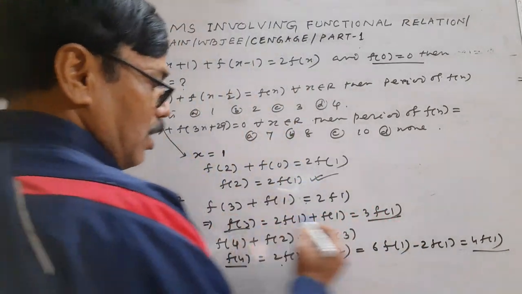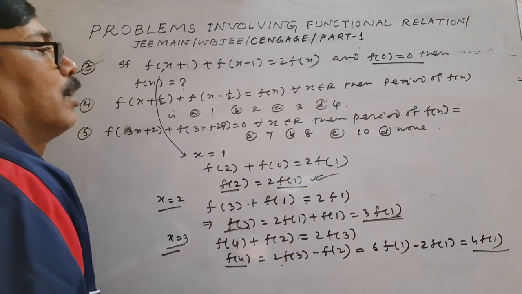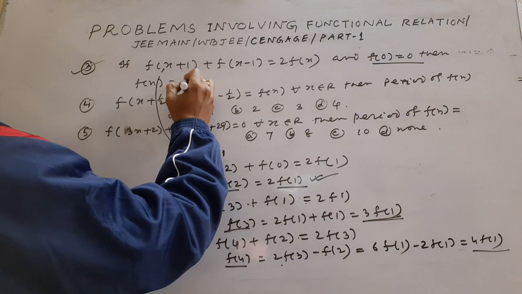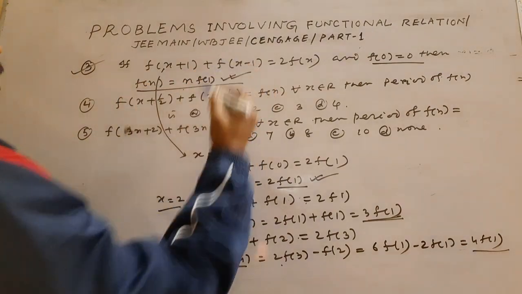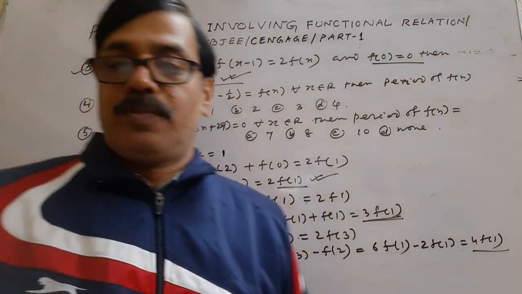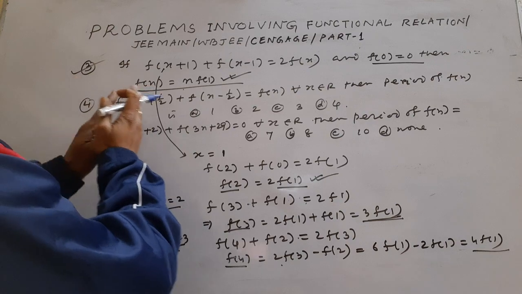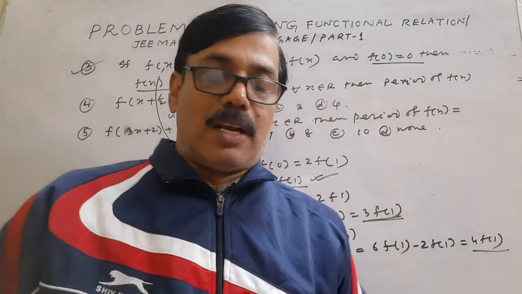So if it is f4, 4f1. If it is f3, 3f1. If it is f2, 2f1. So by induction method, what is fn? n into f1. So fn is n times f1. For this type of problem, we put suitable values of x to get our desired result.